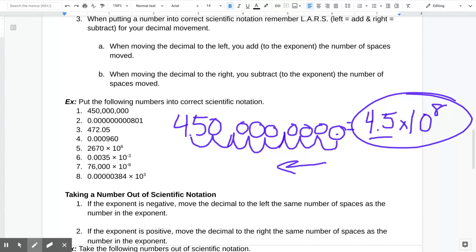Now we'll get into later how many of these digits we should keep. That's sig fig stuff, and we'll get into that down the road. But for now, I just want you to focus on this. You need it to look like this: single digit, dot, and then whatever comes afterwards. In this case, it's just 4.5 times 10 to the 8th power. So you would do that for numbers 1, 2, 3, and 4. But let's take a look at something like number 5.